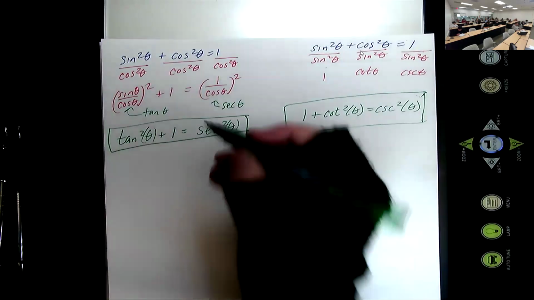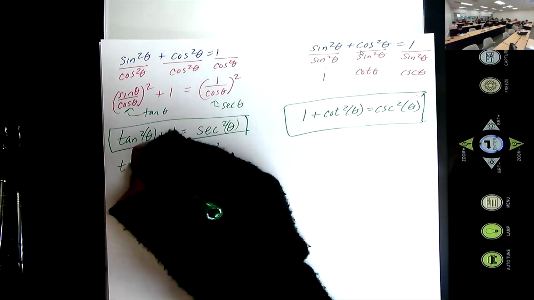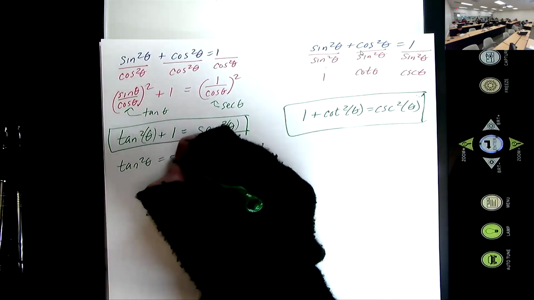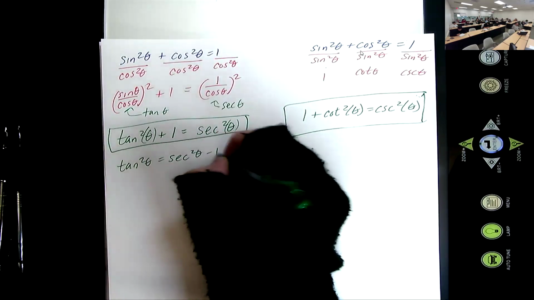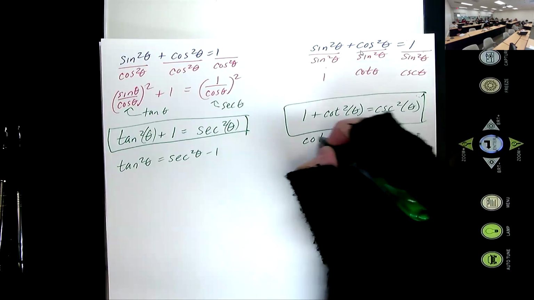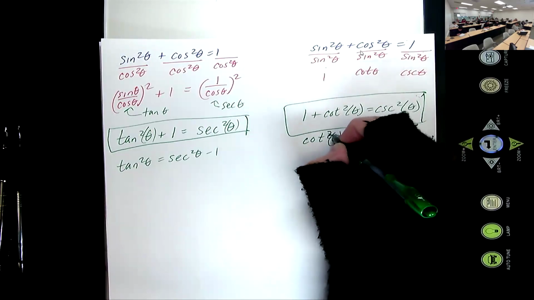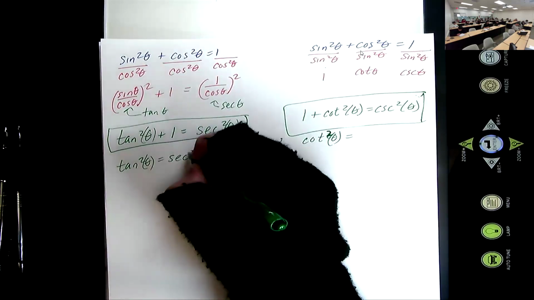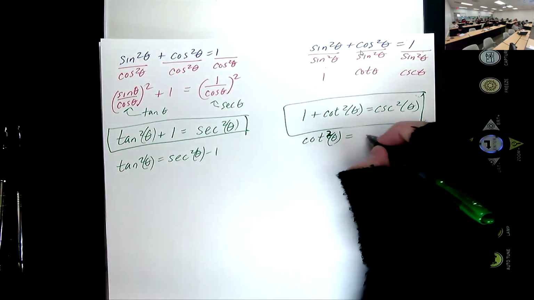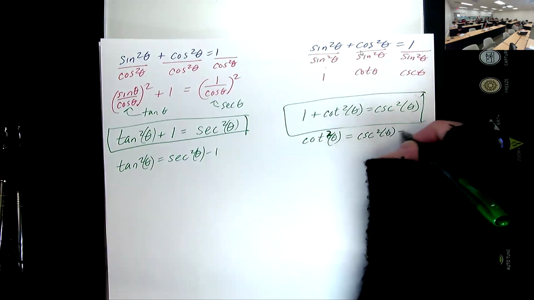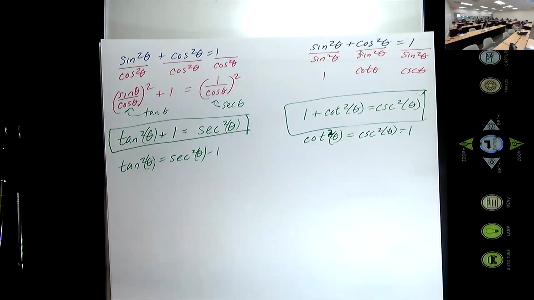This also includes, if I subtracted 1 from both sides, I'd have secant squared theta minus 1. And if I subtracted 1 from both sides over here, I'd have cotangent squared theta equals cosecant squared theta minus 1. Those are just variants of the same one.